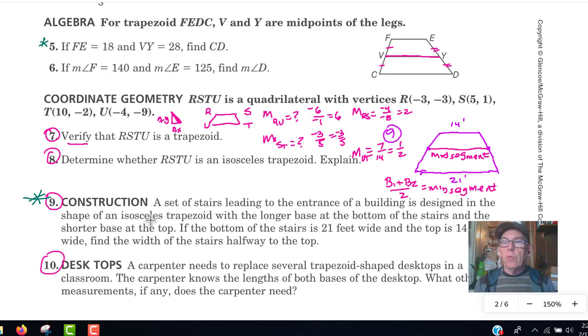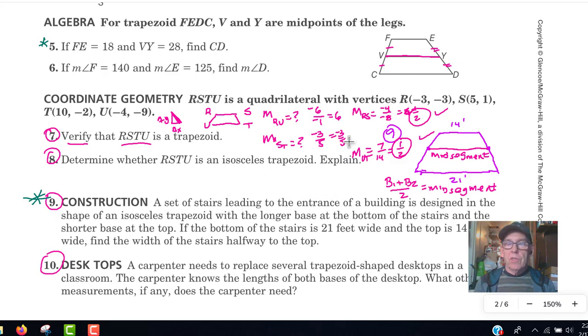Let's look at the other one. Change in y from R to S. We're going from 1 to a negative 3. That's a negative 4. And then 5 take away negative 3 is 8. So 4 over 8. Oh, okay, so I messed up here. I did negative 4 over negative 8 as being 2. It's actually 1/2. So they do match up. Sorry about that. So RSTU is a trapezoid because we've shown that it has exactly one pair of parallel sides.